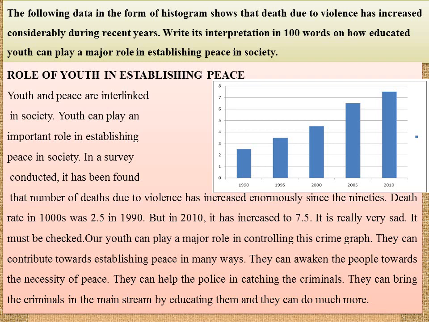Now along with that, our youth can play a major role in controlling this crime graph. They can contribute towards establishing peace in many ways. They can awaken people towards the necessity of peace, and likewise you can add many things in this bar graph, but you have to tell in detail each and everything that you represent here. That is what happened in 2000, and then in 2005 there was again a slight increase. So likewise, if you want, you can describe this and go on with the explanation part.